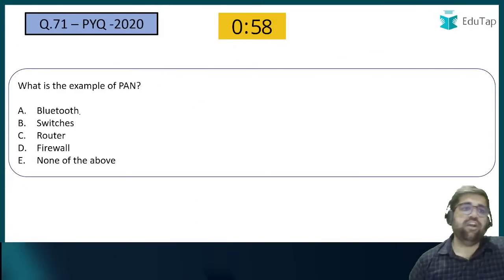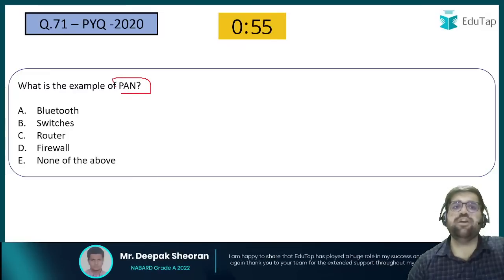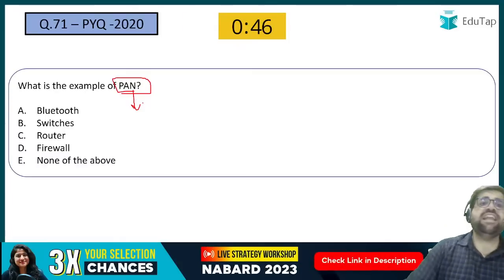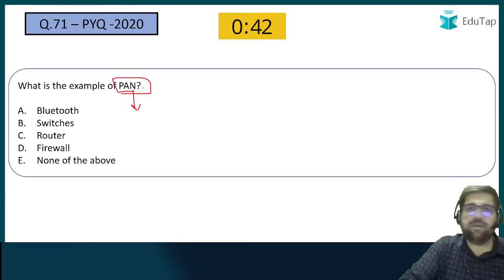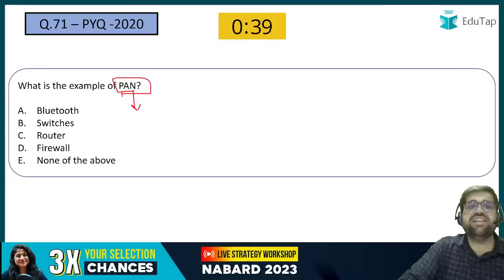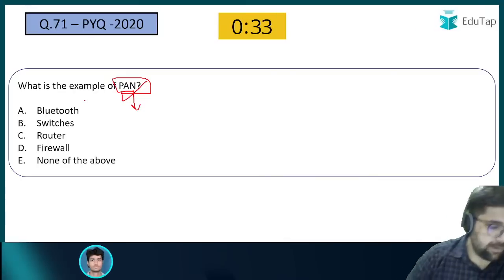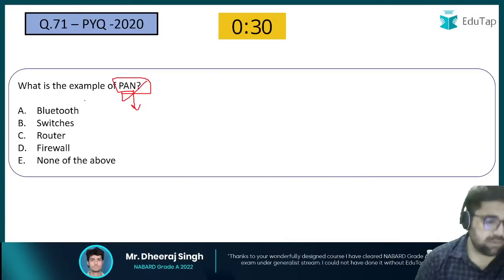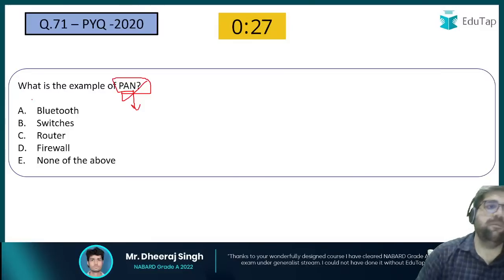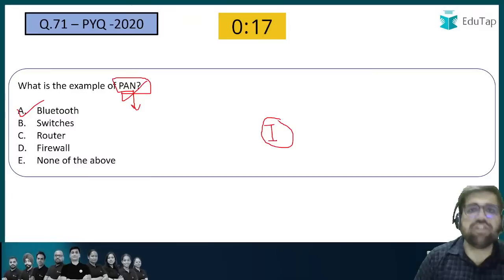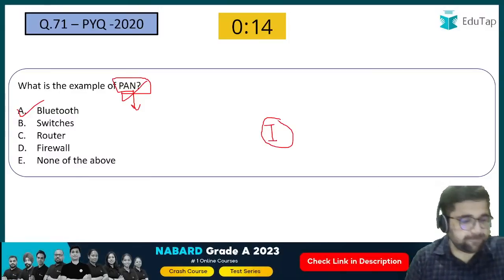Question number 71. What is an example of PAN? Here, PAN doesn't mean your PAN card. PAN means personal area network. What is an example of a personal area network? Yes, Bluetooth. Bluetooth is an example of a personal area network. For example, if I open Bluetooth in my phone, I can share with all those people who are nearby. I cannot share the Bluetooth with those people who are sitting very far from me.